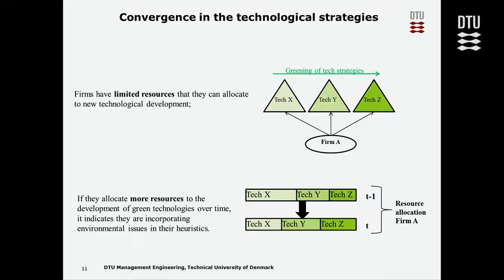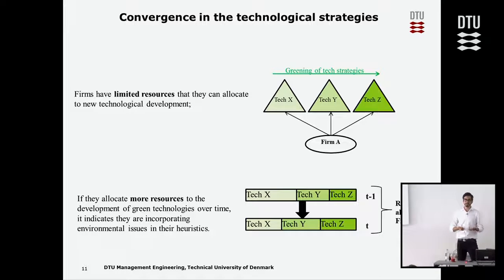So if over time we see that they are allocating more money to the greener technologies, to the more green technologies, then we can say that somehow they are incorporating these environmental issues in the heuristics, in what they use to develop new technologies. They are deciding to develop more green technologies.